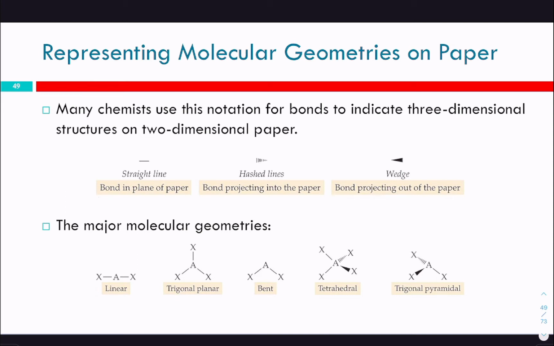So we've got our hash lines, which are projecting into the paper. So imagine the piece of paper is here. There's one of these that's inside the paper or behind it. And then there's a wedge, so that's this one coming out of the paper. I'm not going to expect you to be able to read these kind of things, but it's a good thing to be aware of. That when you see these dashes, hash lines, and wedges, that's indicating the 3D shape of the molecule. You're not making us draw it like that, or you are? No, I'm not going to make you draw it like that.